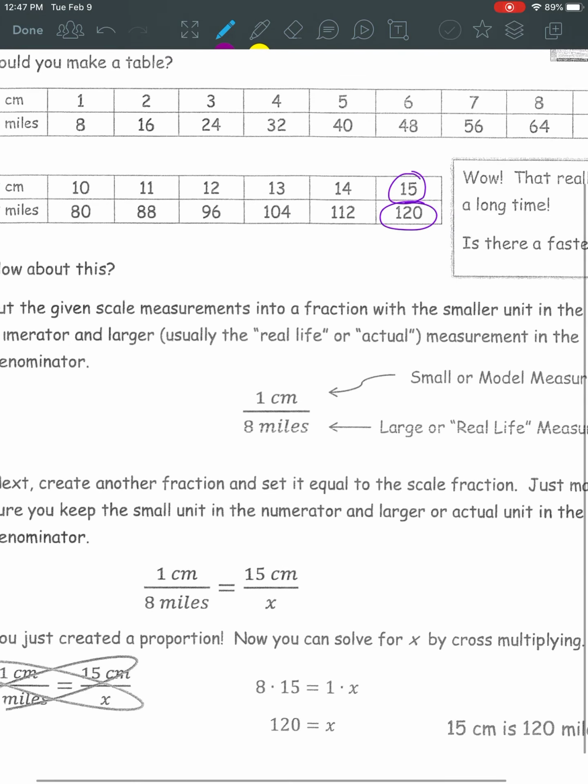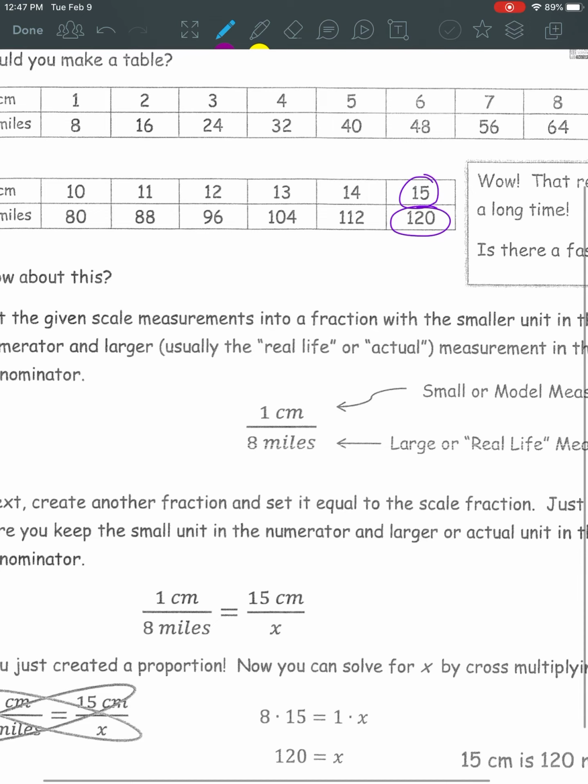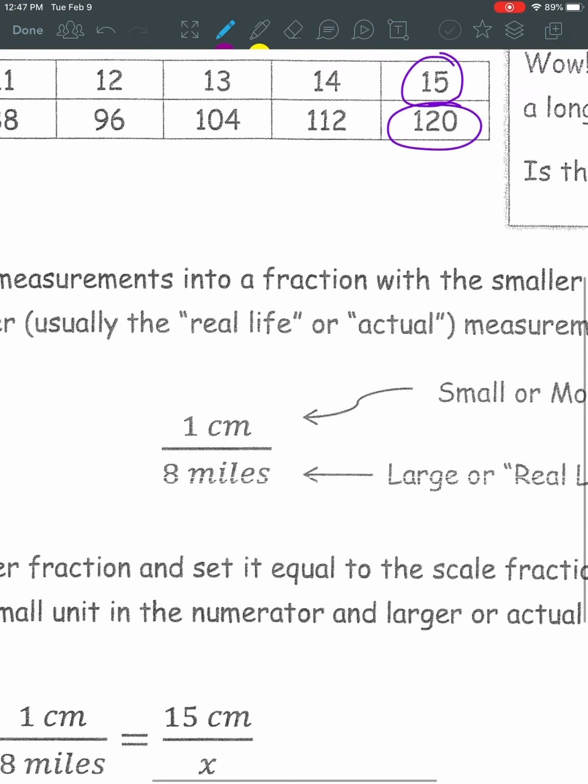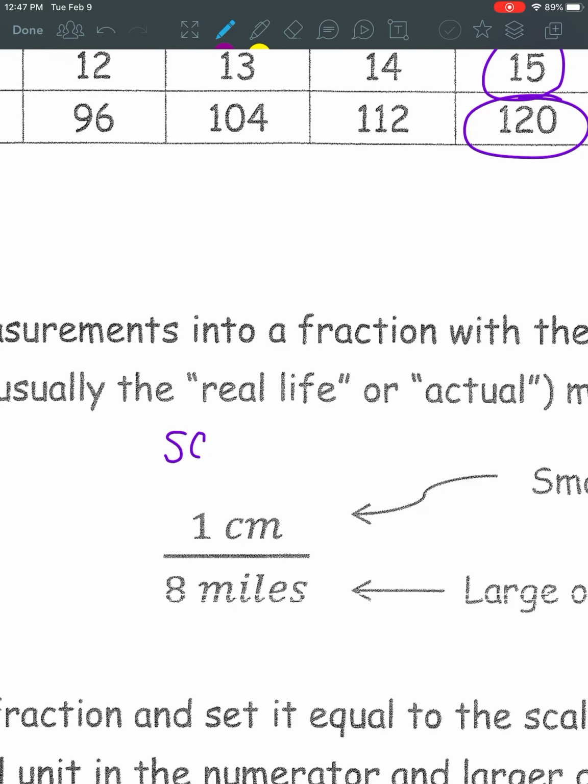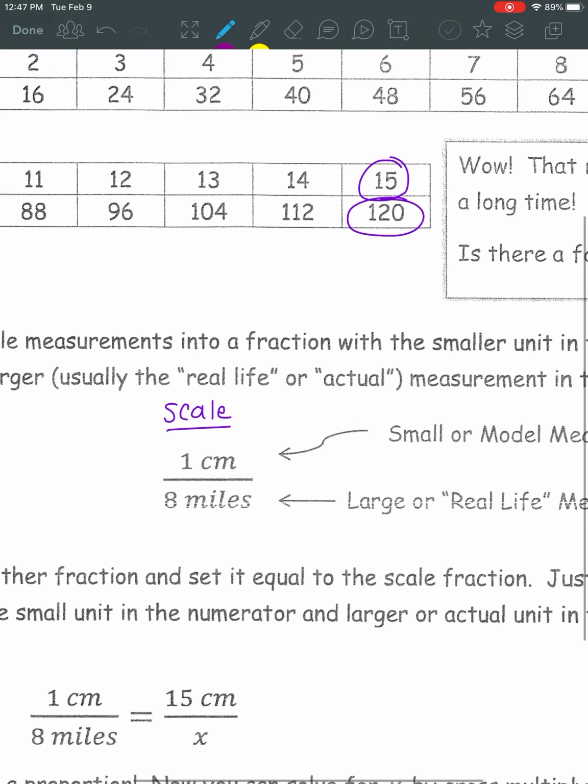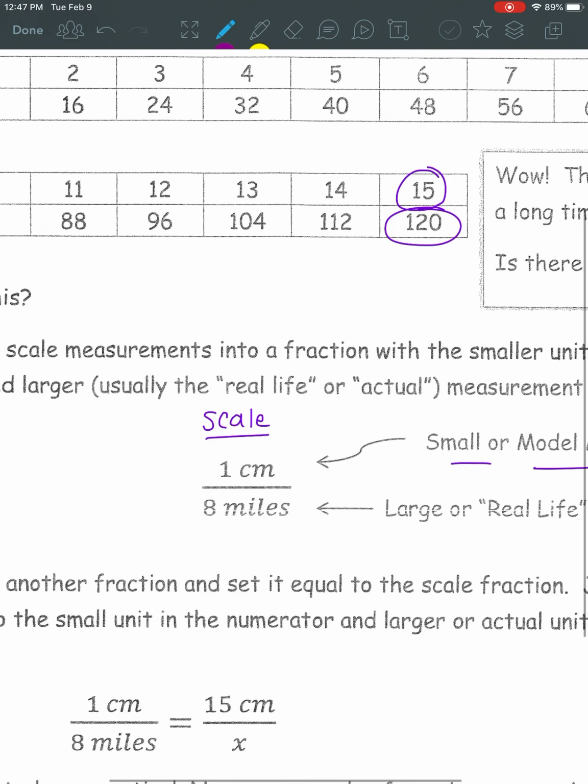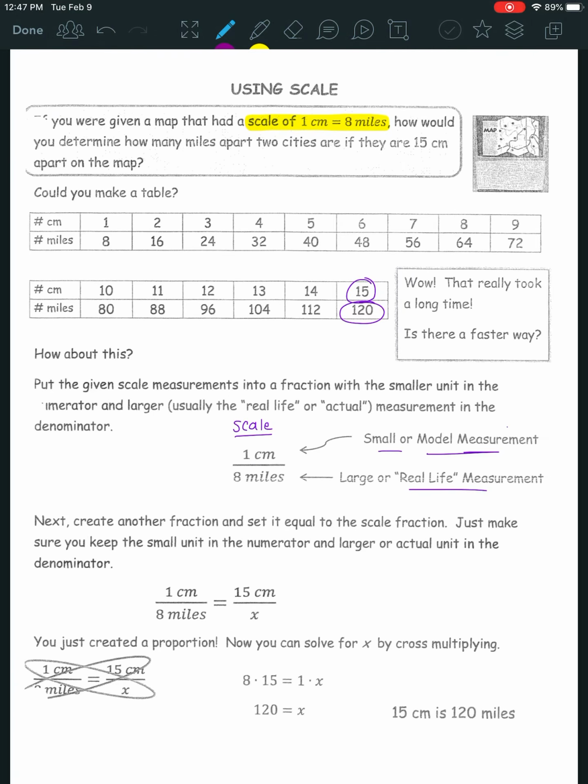So here's what we can do. We're going to create a proportion. The given scale measurements, we're going to put as a fraction first. So the scale is 1 centimeter to 8 miles. This is what we were given in the problem, and most often we are given that. So we always put the smaller unit, the smaller measurement, in the top. Like I said, almost always it's the first number. So 1 centimeter equals 8 miles in real life. The real life measurement always goes on bottom.